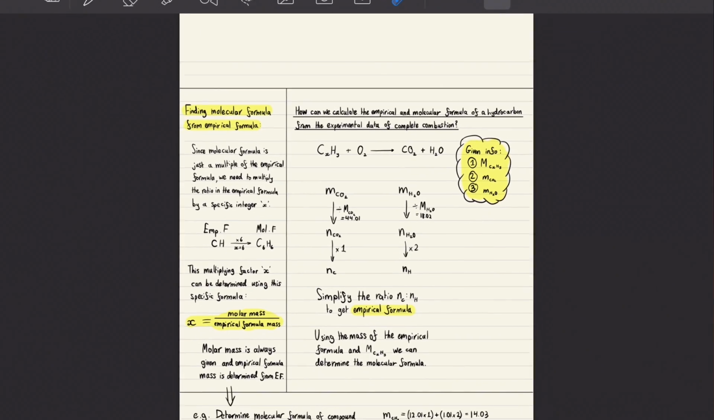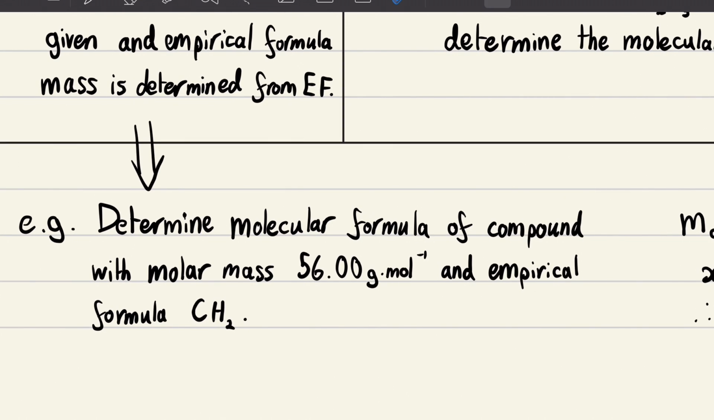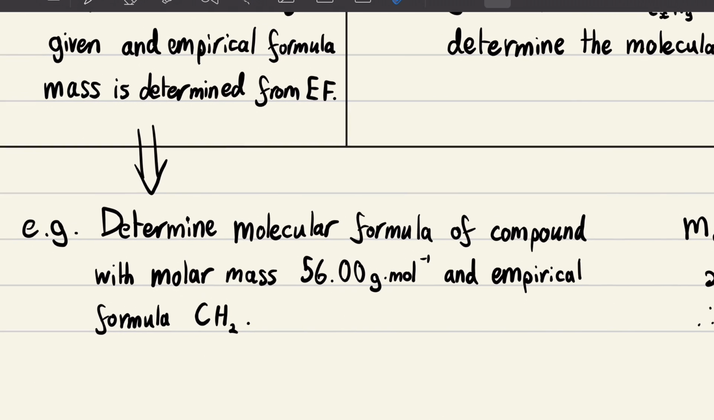An example of this question is, for example, determine the molecular formula of a compound with molar mass 56 grams per mole and empirical formula of CH2. Now, they wouldn't likely give you the empirical formula. They'll probably ask you to calculate it in the previous question, and then using the empirical formula that you calculated, you'd find the molecular formula.